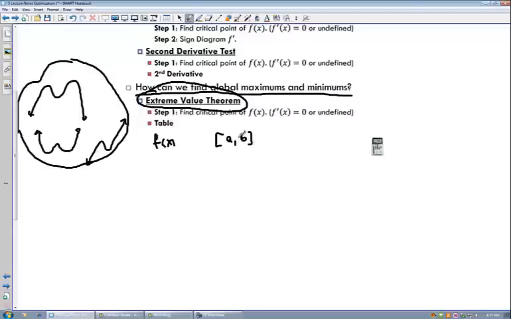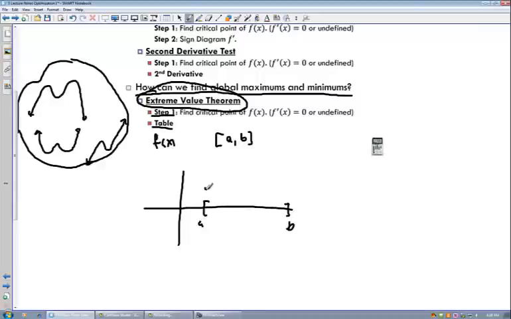So the way we're going to do this is actually quite simple. You're just going to do step 1, because a local min or local max could be your global minimum or global maximum, and then we're going to do a table. And in a table, we're going to make sure we plot the endpoints, because think about this. If you're on a and b, what could possibly happen?